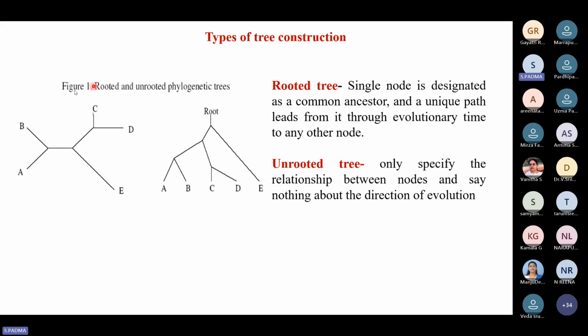It is only telling you that this is one node, this is also one node, what is the relationship between these two nodes and what is the relationship between these two nodes. Whether C and D have evolved or whether A, B and C, D share a common ancestor like this, no information is given from this kind of arrangement or depiction. So this is an example of an unrooted tree. This is an example of a rooted tree.